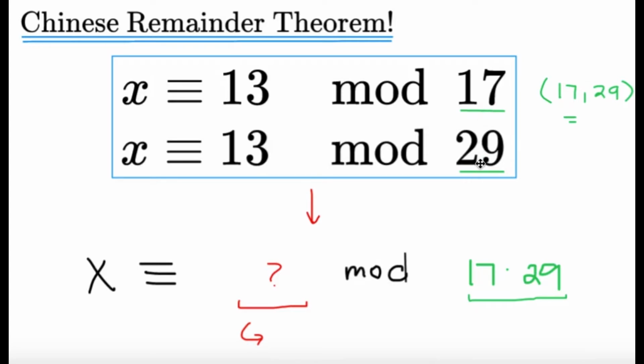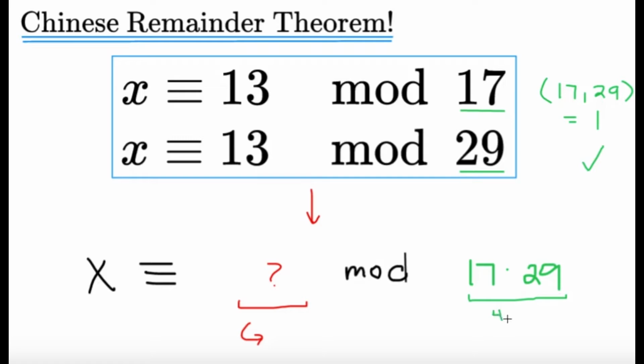However, there's one thing you have to check: the numbers you're taking the modulo of, in this case 17 and 29, their GCD must be equal to 1. In this case, 17 and 29 are both prime numbers, so that's no problem. Since the GCD is 1, we can use the Chinese remainder theorem. What does it tell us? It tells us that x is congruent to a certain question mark, mod 17 times 29.